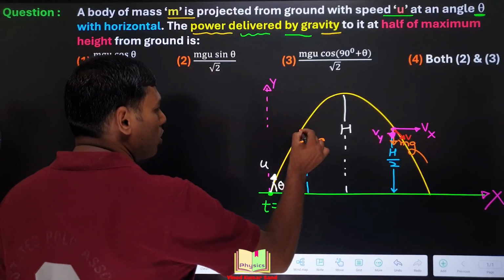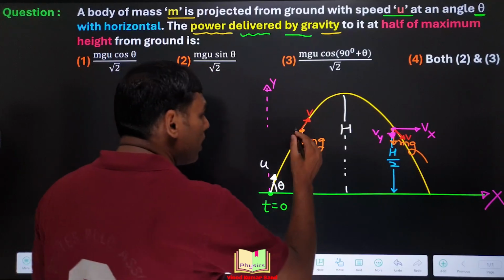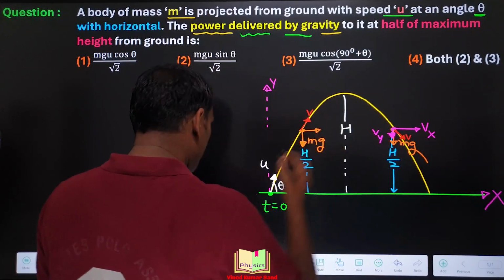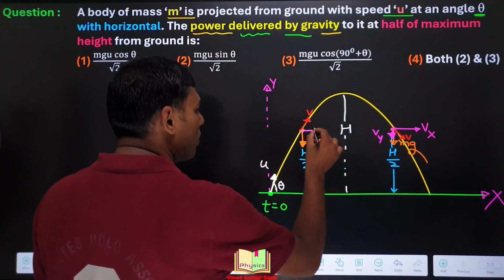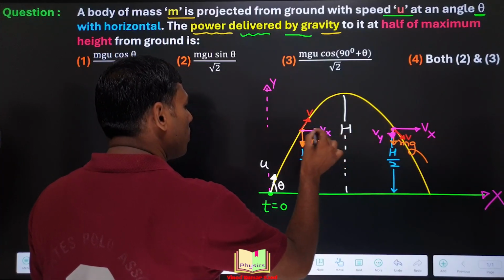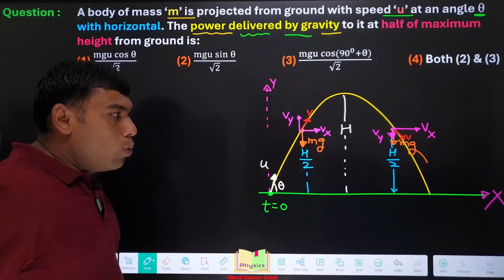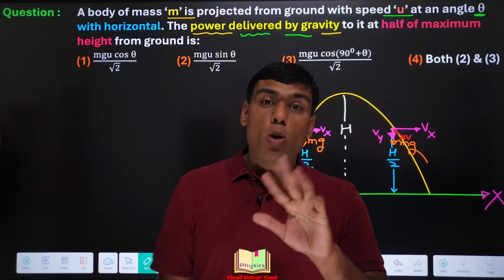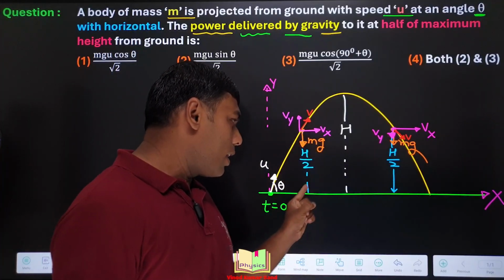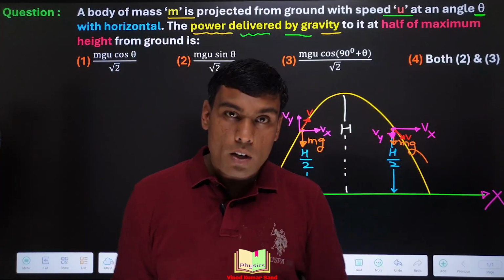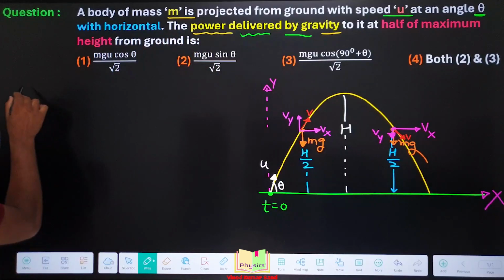Similarly, at this position also, the v vector is tangential to the path. It will have a horizontal component, we name it as vx, and a vertical component, we name it as vy. So, there are two probable solutions to this question because we have two heights here, h by 2 and h by 2. The question was asking the power delivered by the gravity.